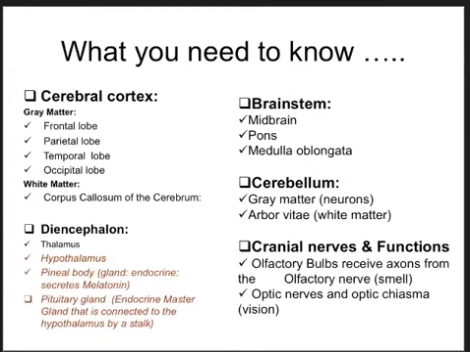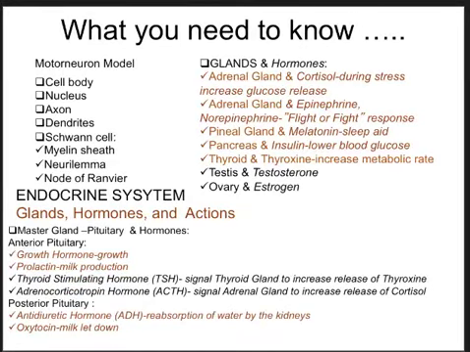This is just a list of what you need to know. It's in the PowerPoint up on Angel, so be sure and be able to identify and tell me the purpose of each of these structures. You want to know the name, the function, and the location. Here you can see the rest of what you need to know regarding the endocrine system and the nervous system. Make sure and be able to define everything that's on this checklist.